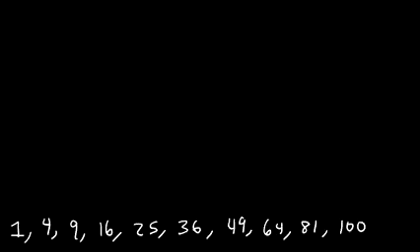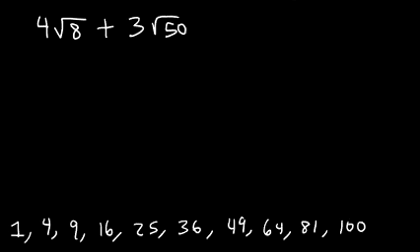Now you need to know what to do when adding and subtracting radicals. So for example, how can we simplify this expression? 4 square root 8 plus 3 square root 50 minus 6 square root 32.